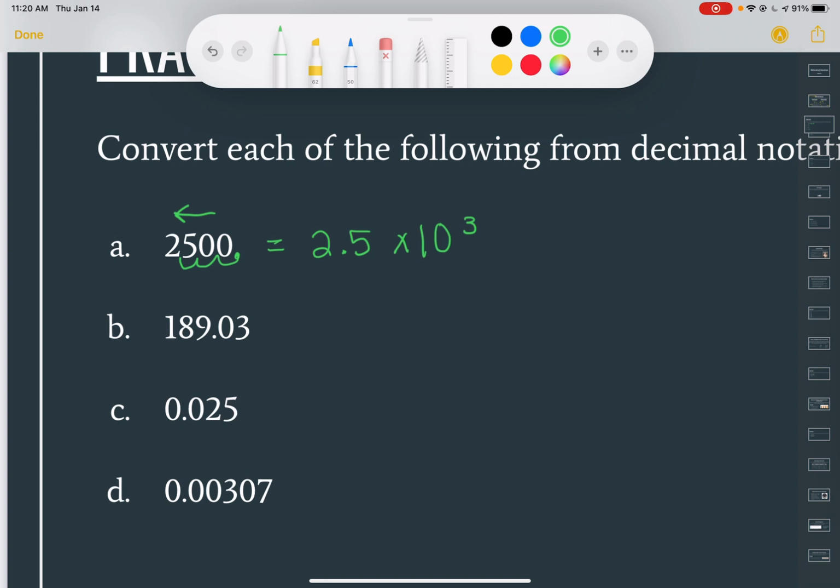Second one here, our decimal is right here. We want to move it 1, 2, so that becomes 1.8903. We've moved it 2, so it's a big number, and we've moved it to the left, so it's a positive.